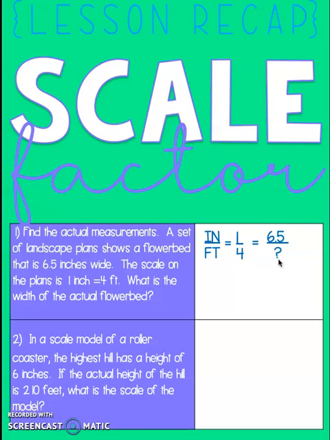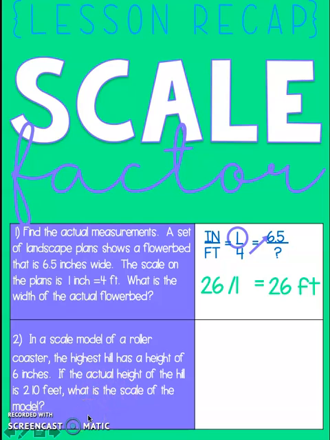And again, we can just cross multiply and divide. So we're going to cross multiply 4 times 6.5 and divide out the 1. So 4 times 6.5 gives us 26. Divide out the remaining 1, and we get 26 feet. The actual width of the flower bed is 26 feet. Okay, all right, so let's take a look at number 2.